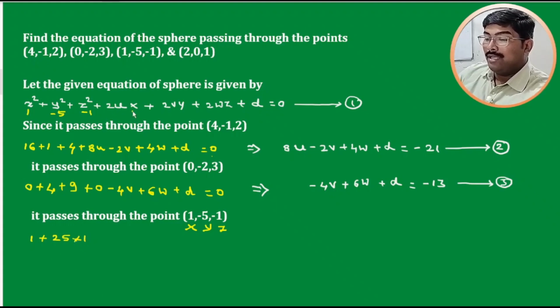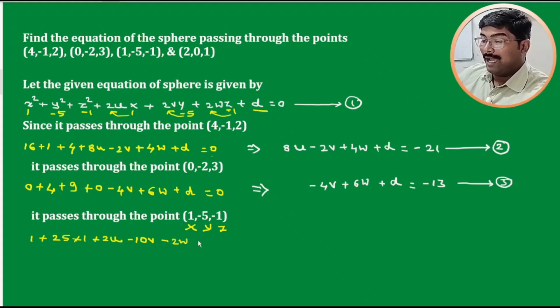Then put x value is equal to 1, so 1 into 2 is equal to 2, that is 2u. Substitute the value for y is equal to -5, -5 into 2 is equal to -10, so we can write it as -10v, and substitute the value for z is equal to -1, -1 into 2 is -2, that is -2w, and plus d you can write as it is, that is plus d is equal to 0.